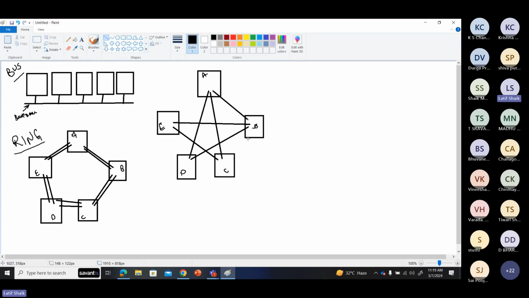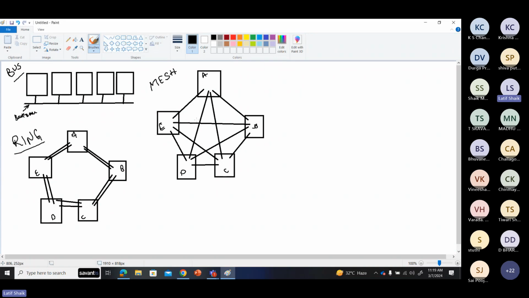Device A is connected to B, A is connected to C, A is connected to D, A is connected to E. So B is connected to A, C, D, E. C is connected to D, B, A, E. Like that, every device is connected to all other devices. Which type of topology it is? Anybody? Mesh. Very good. It is mesh topology.